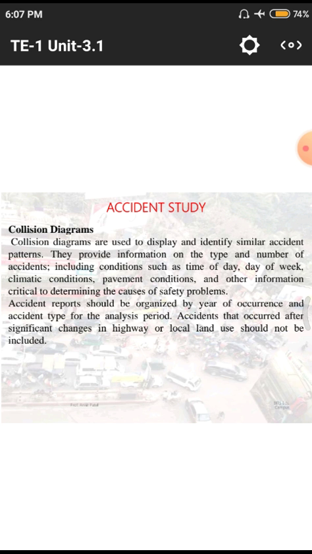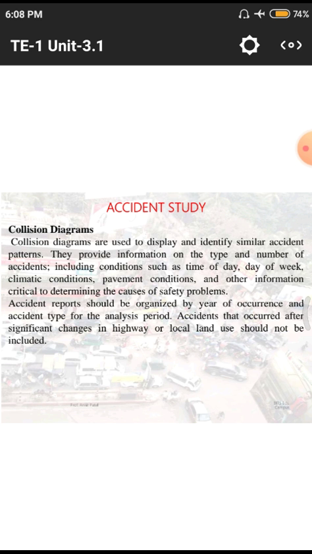They provide information on the particular type of road and the number of accidents, including conditions such as time of day. That means at what time the major quantity of accidents are occurring on a particular road. Then the day of the week. Next one, that means on which day.